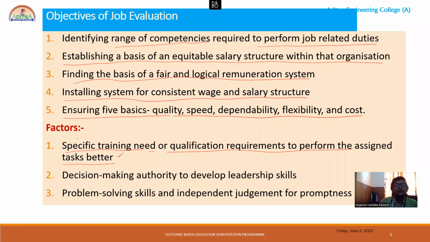So what is the specific training needed to operate a particular machine or to control over the system? Or what are the qualification requirements? Everything to be known. And decision-making authority to develop leadership skills, and the problem-solving skills and independent judgment for promptness. All these are the factors to be considered in assessing your job.